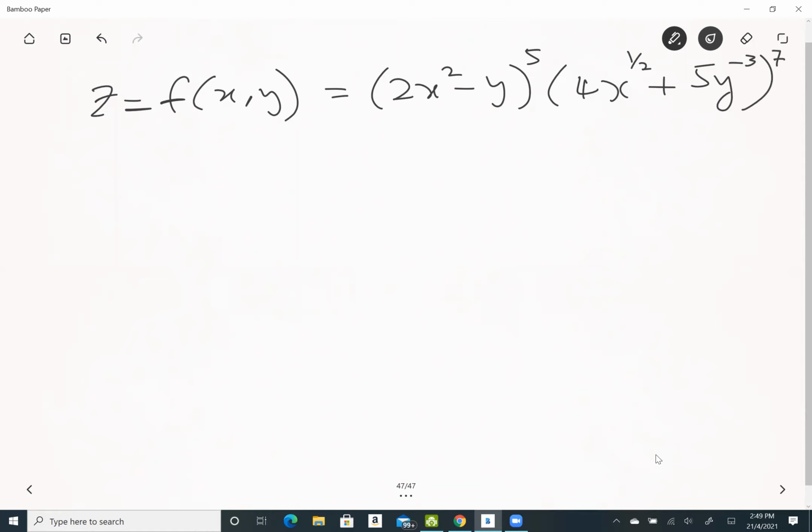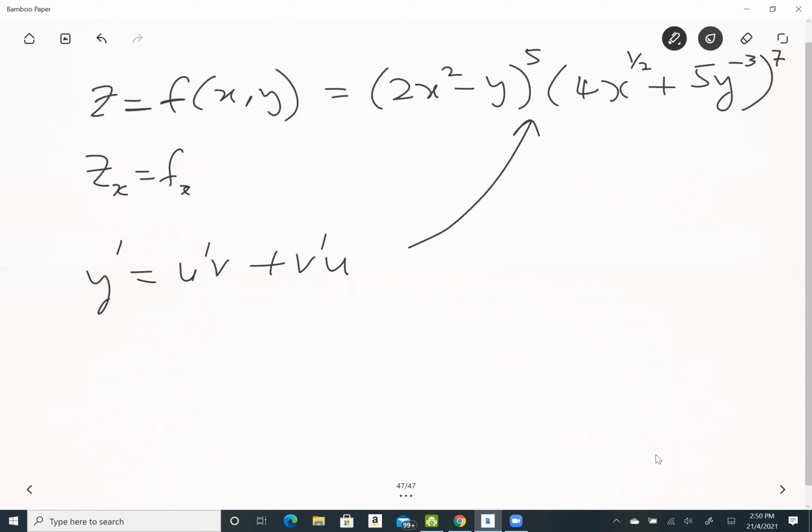So now what you do, you apply the power rule. First, I want to find zx, which is fx. You recall the power rule. What is the power rule? y prime equals what? u prime v plus v prime u. So apply that.